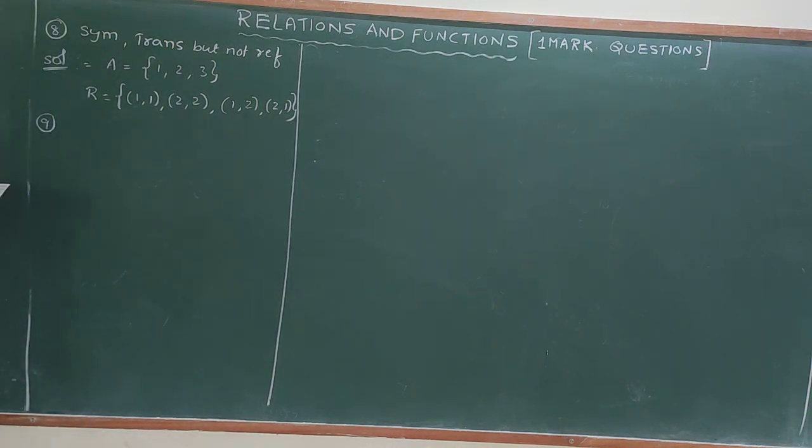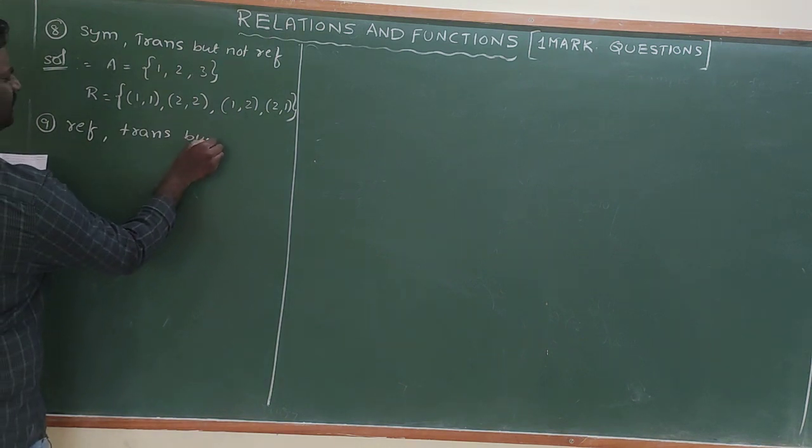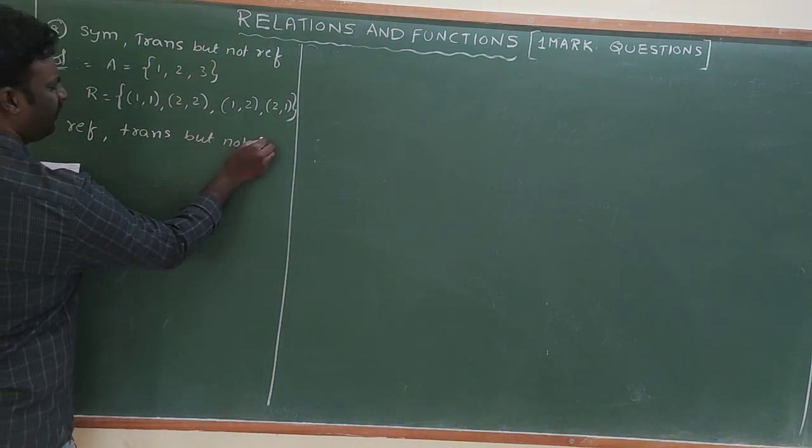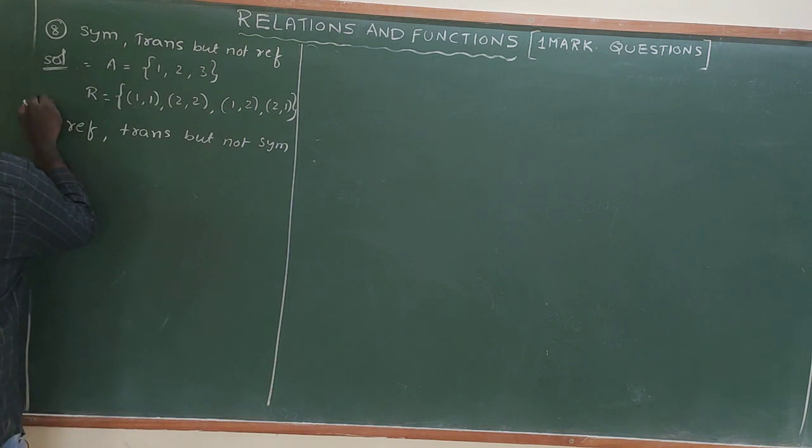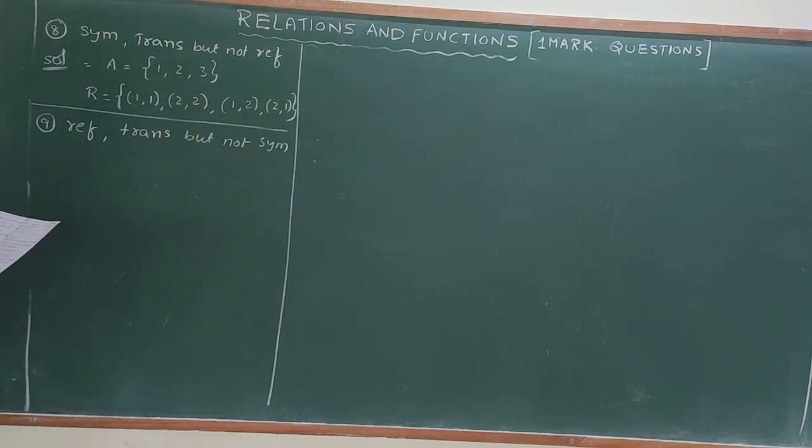9th question. Give an example of a relation which is reflexive, transitive, but not symmetric. So reflexive and transitive, but not symmetric. Okay. Solution.